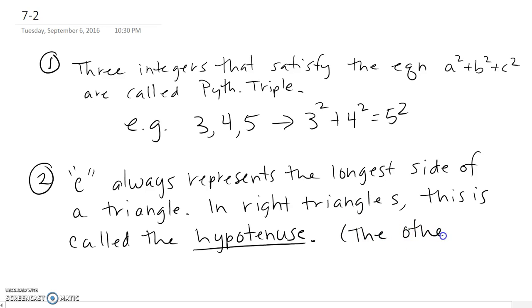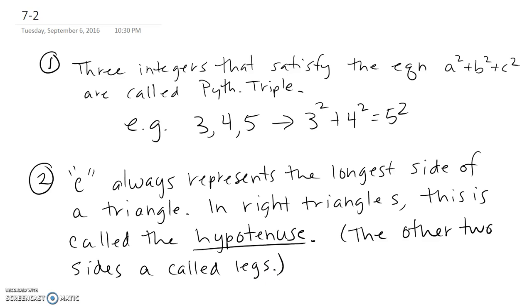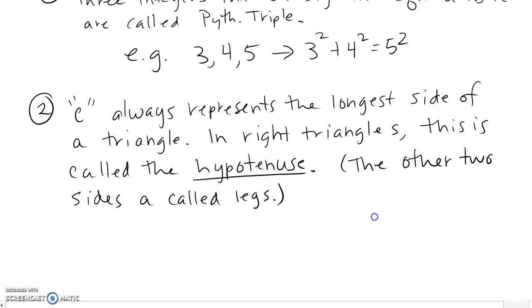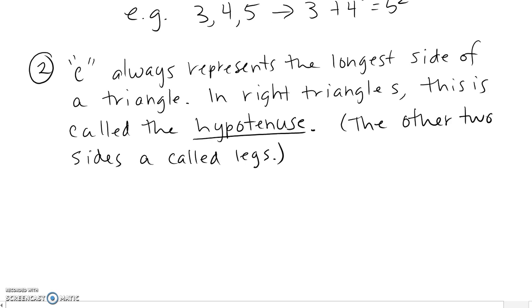The other two sides are called legs. So if you are wondering what I'm talking about when I talk about the leg of a triangle, I'm talking about one of the other two sides that's not the longest side. Okay, so those are kind of the new thing. If you are really, really good with the Pythagorean theorem, you'll be able to do most of this. But this first part of the notes, you might want to at least write down, because it's something that you might not remember even if you did it last year.